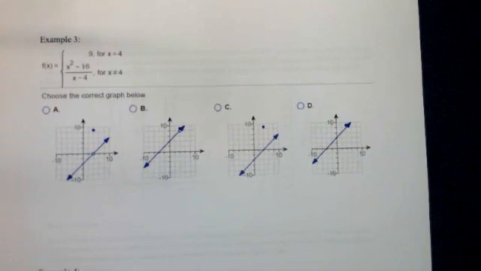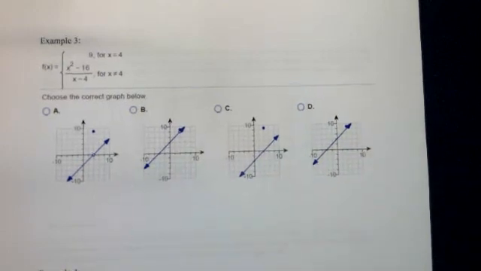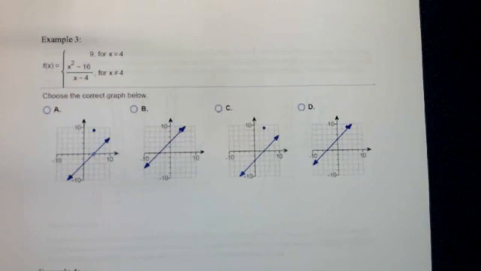Here's a piecewise function, f of x is equal to 9 if x is equal to 4, or x squared minus 16 over x minus 4. That's used only for x not equal to 4. Okay. And we want to choose the graph that fits that piecewise function. Well, if you look at these, notice that they're all linear with a restriction. And the reason for that is this.